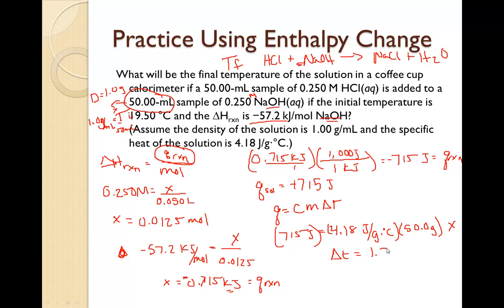We know our initial temperature is 19.5, so 1.71 is equal to the final temperature minus the initial temperature, which is 19.50. We add that across, and that comes out to be 21.2 degrees Celsius. And that's how you use enthalpy in the calorimetry process.